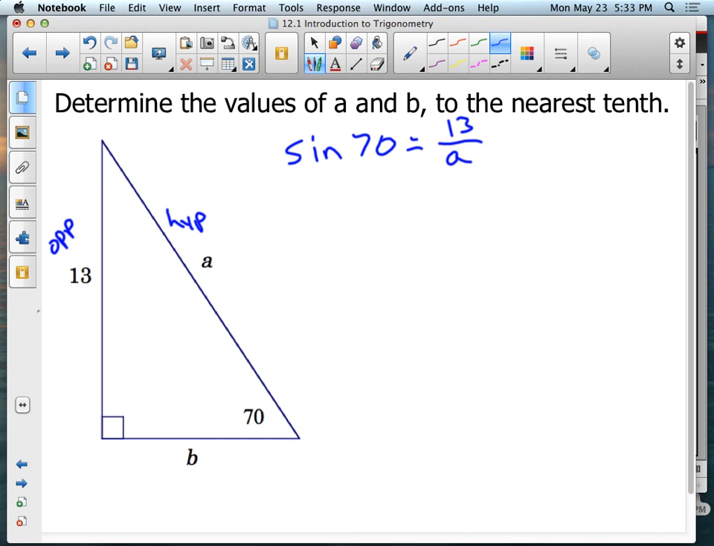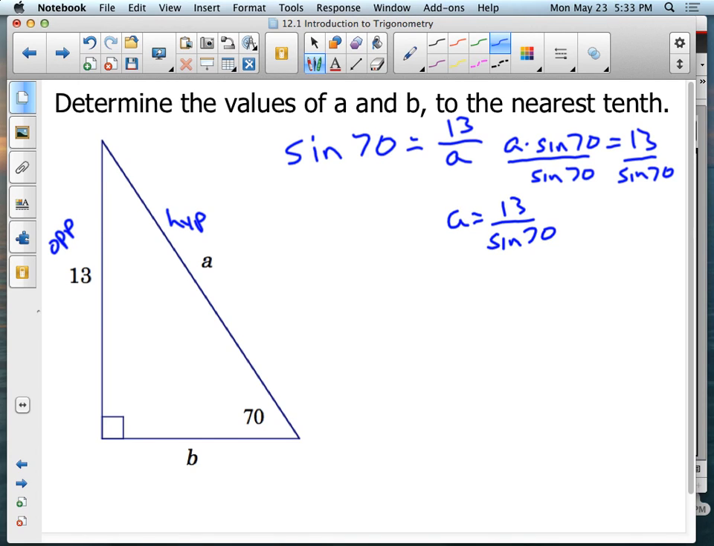So now, how do we solve this equation? Well, if you want to think of it this way, you could do your cross multiplying. I get a times the sine of 70 equals 13. And remember, sine of 70 is a number. So if I divide by the sine of 70, what I get is a is 13 divided by sine 70.